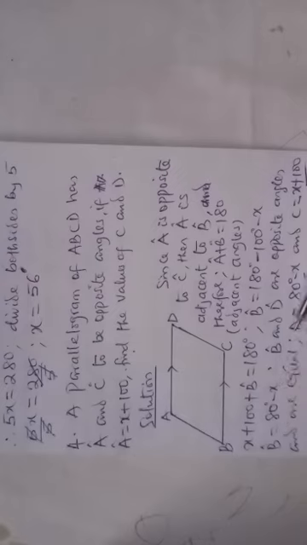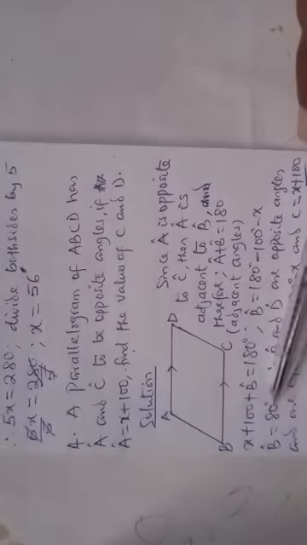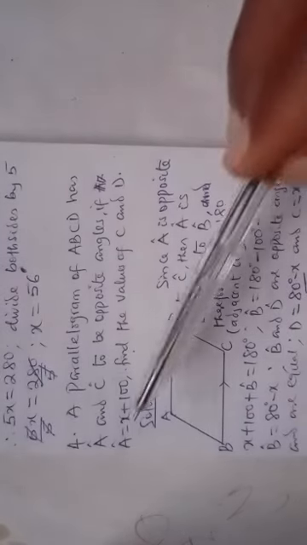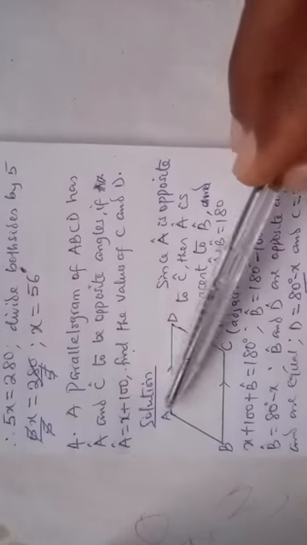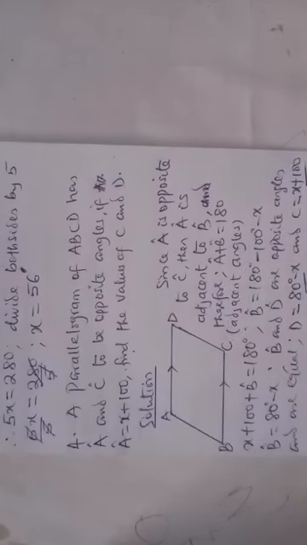Now B and D are opposite angles, and they are equal. For this reason, if B is equal to 80 minus x, that means D is also 80 minus x. Likewise, C is equal to x plus 100, since A and C are opposite angles and they are equal. That's that for the fourth one.